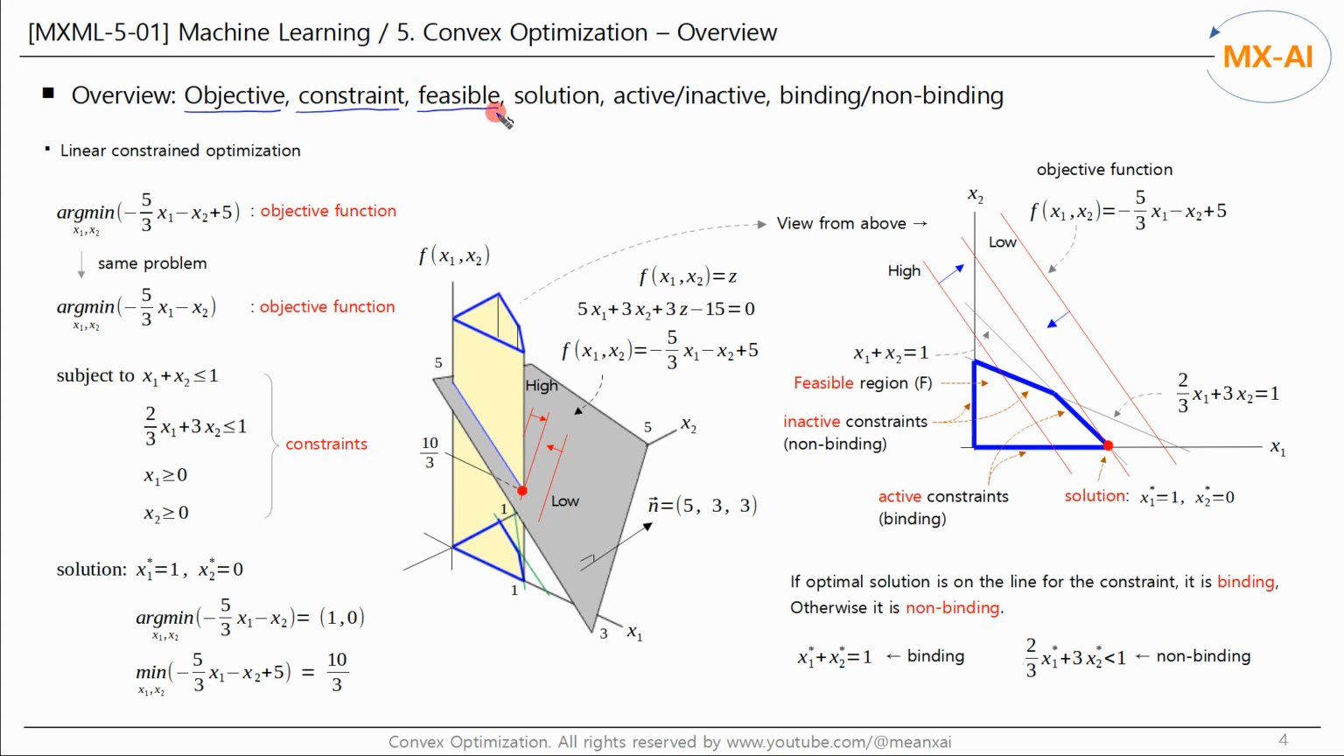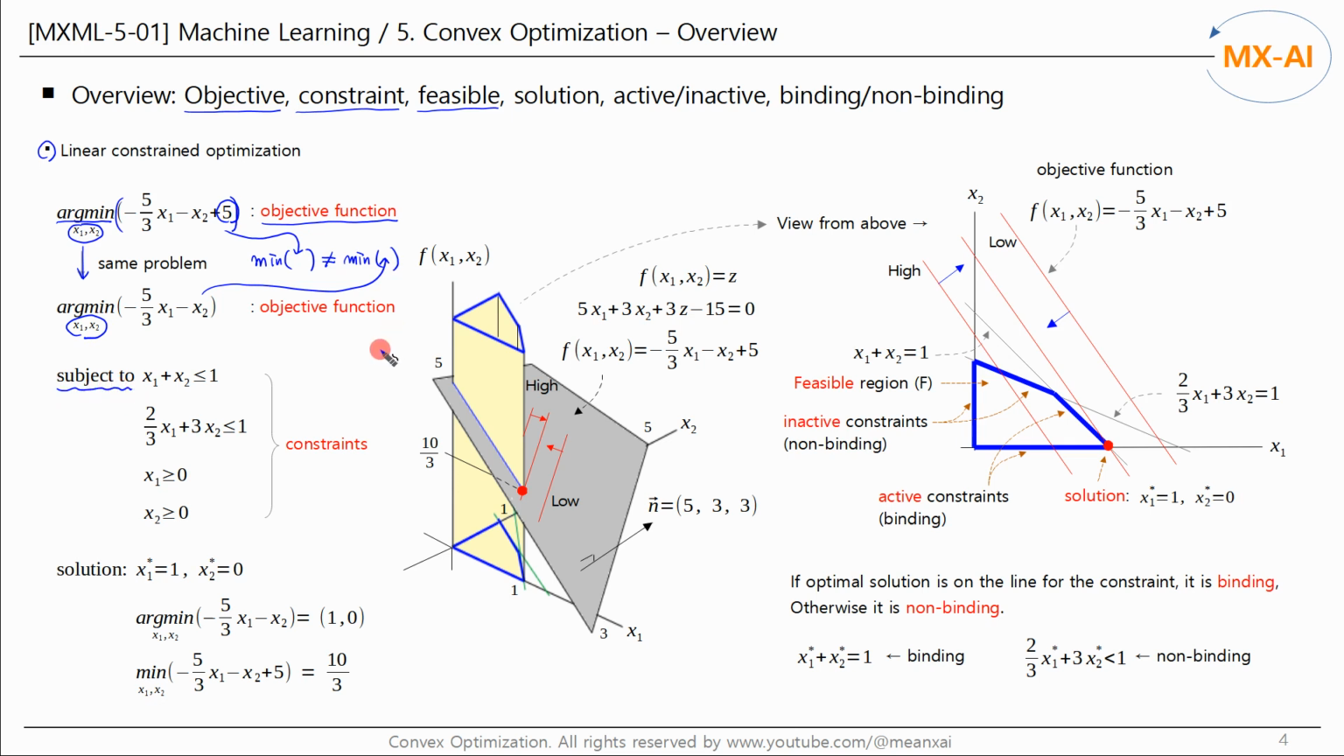Let's look at a linear constrained optimization problem. We want to find argmin of this function with respect to x1 and x2. This is our objective function. This objective function can be written as follows. Even excluding the constant 5, the solutions of these two objective functions are the same. However, the min values of these two objective functions are different. And there are 4 constraints as shown below.